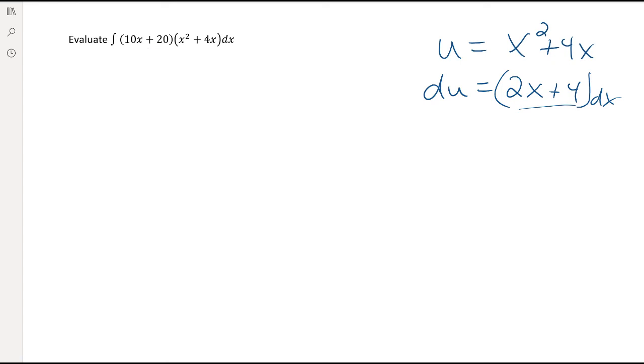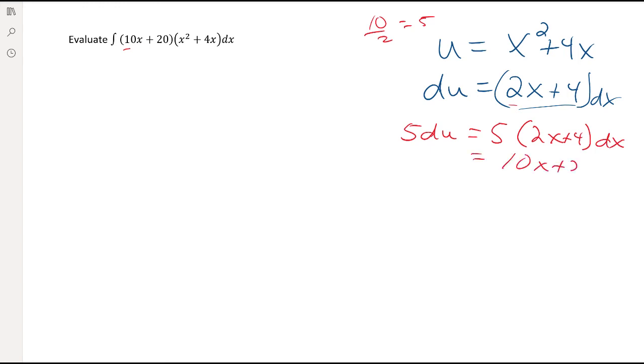Well, what's our little cheat code? We take 10 and we divide it by 2. What's 10 divided by 2? It's 5. So that's what we need to multiply by. So 5 du is going to equal 5 times 2x plus 4 dx, which we know is, if we distribute, 10x plus 20 dx.